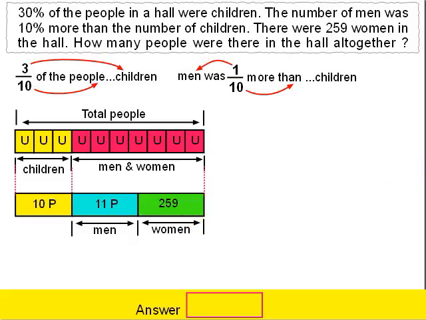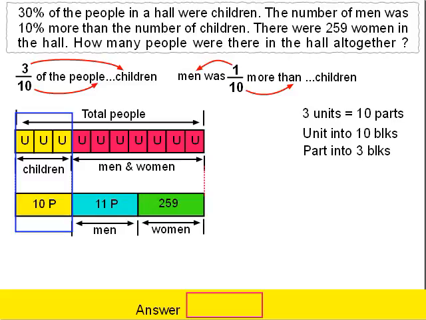Okay, and looking at this part of the model, 3 units is equivalent to 10 parts. The LCM of 3 and 10 is 30. So we cut each unit into 10 blocks and each part into 3 blocks. We do so that now we don't see units and parts, but only one common term as blocks, so that we can do comparison. Sometimes we don't want to cut the models because it makes it look untidy.